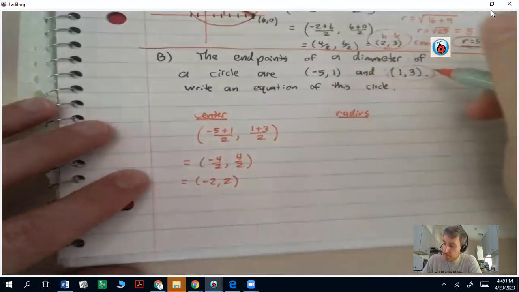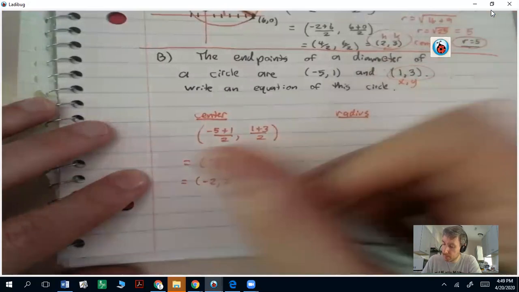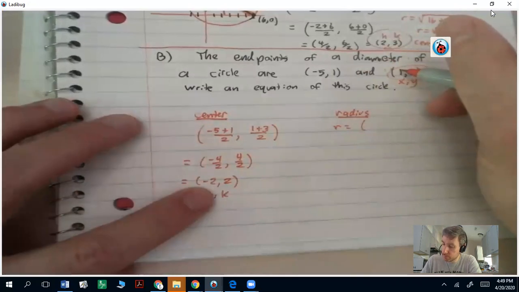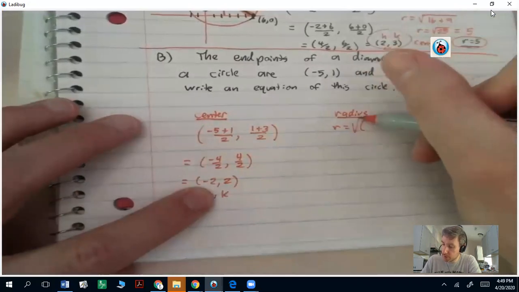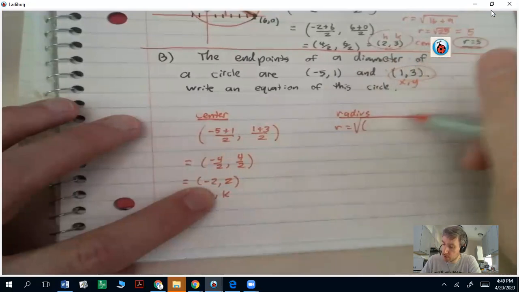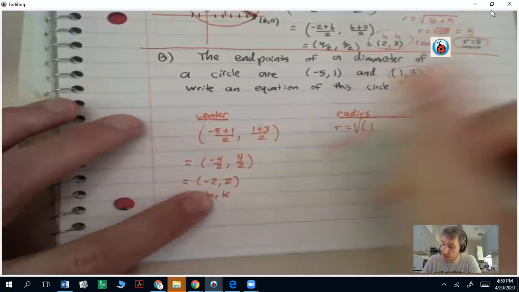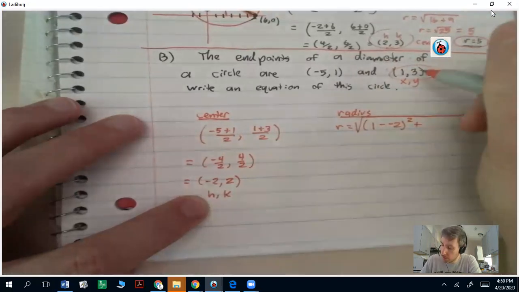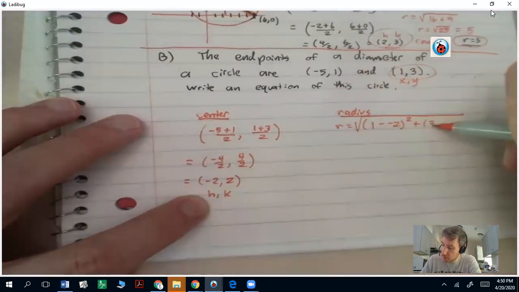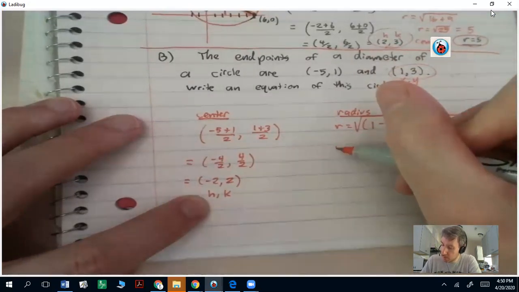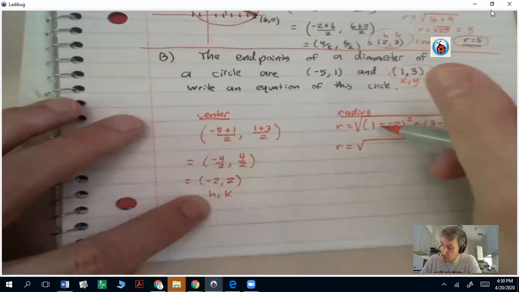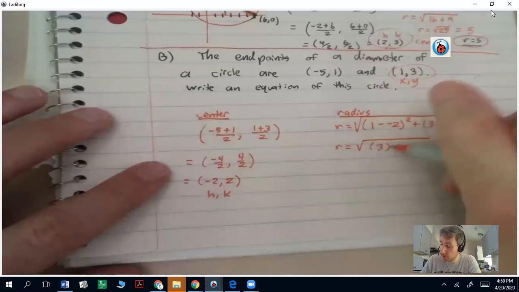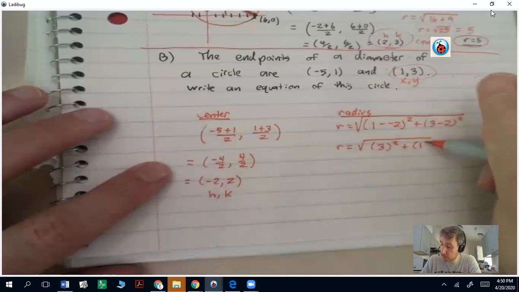So I'll pick (1, 3). Call that x and y. Call this h and k. Make sure you do square root of (1 minus -2) squared plus (3 minus 2) squared. 1 minus negative 2 is positive 3. It's 1 plus 2. So it's going to be 3 squared. 3 minus 2 is 1. So plus 1 squared.